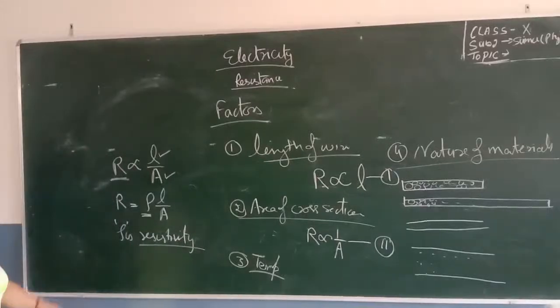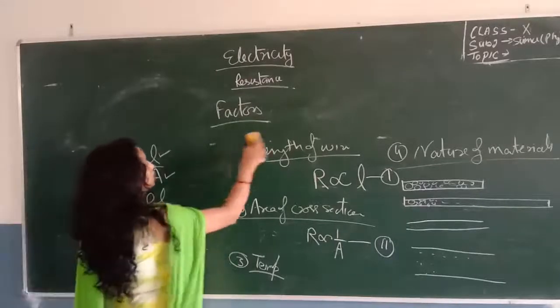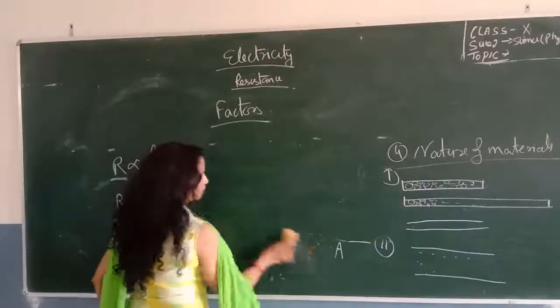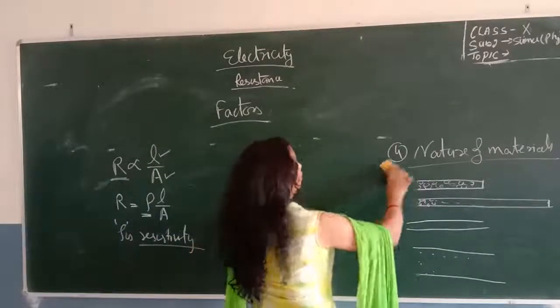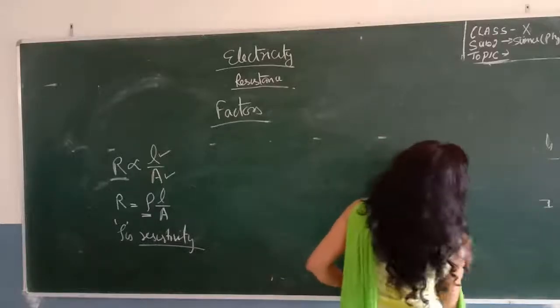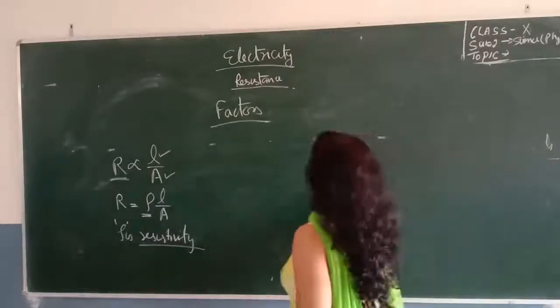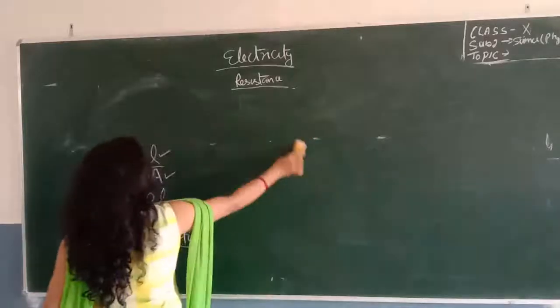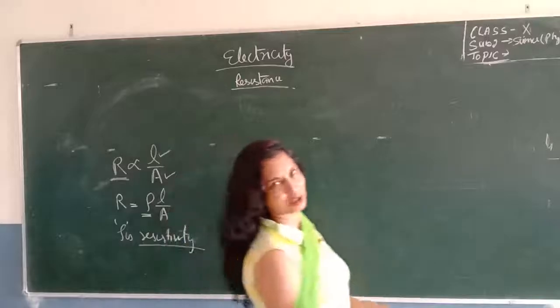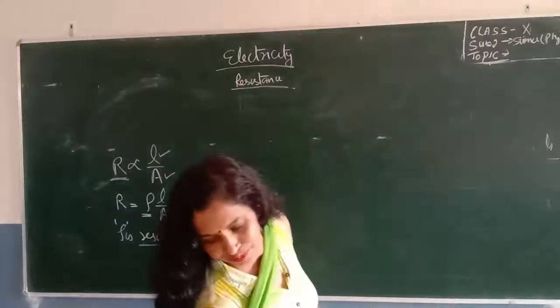So I told you that rho represents resistivity, and the resistivity of the material does not change with either the length or the area of cross section. It depends on the material as well as the temperature. By changing the temperature, the resistivity also changes, but at constant temperature, the resistivity of the material always remains constant.